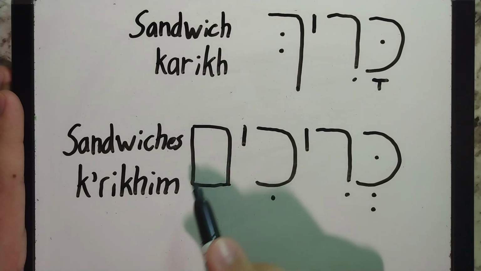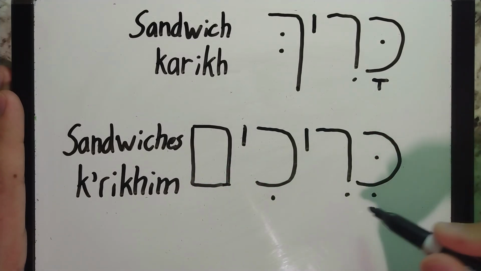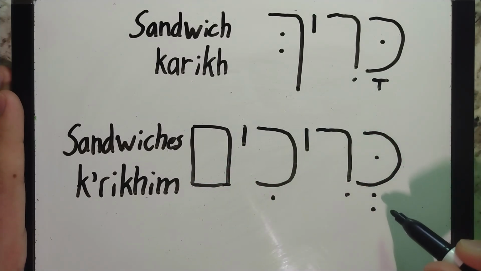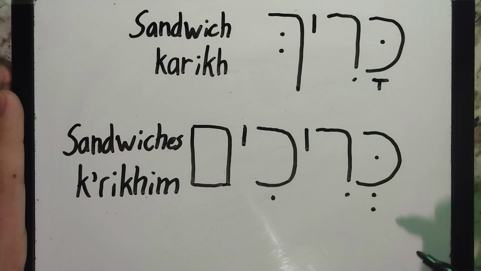Since the accented syllable is now moved away, this first syllable does not get enough stress to have its own vowel sound, and so its vowel sound is shortened to a shva, krichim. So, keep an eye out for the first syllable of a word contracting its vowel sound when you add an ending, especially with words with two syllables, like karich.